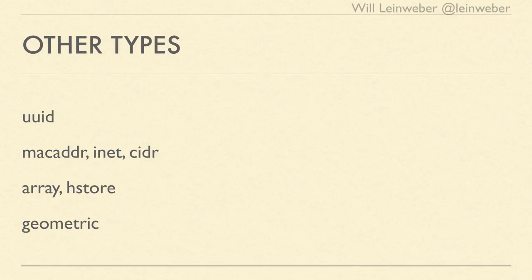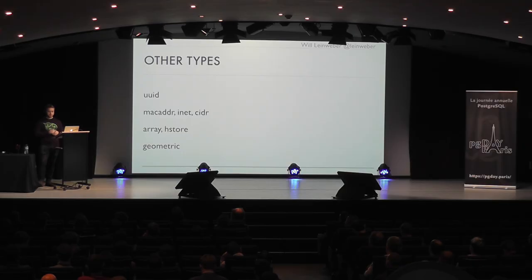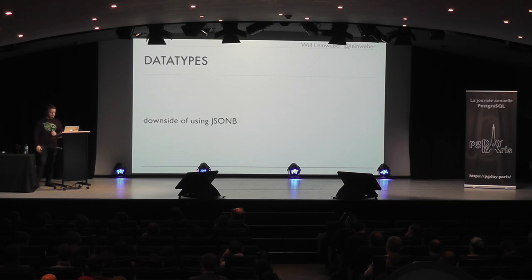I did one small application where all of the Meraki routers would send presence beacons, and they had the MAC address of people's phones, so I stored that as the MAC address type. I'm like, hey, look, there's a type for that, that's nice. Array and HR is very nice. And then geometric types, like if you are doing any sort of things with boxes or shapes, there's a whole set of types for that.